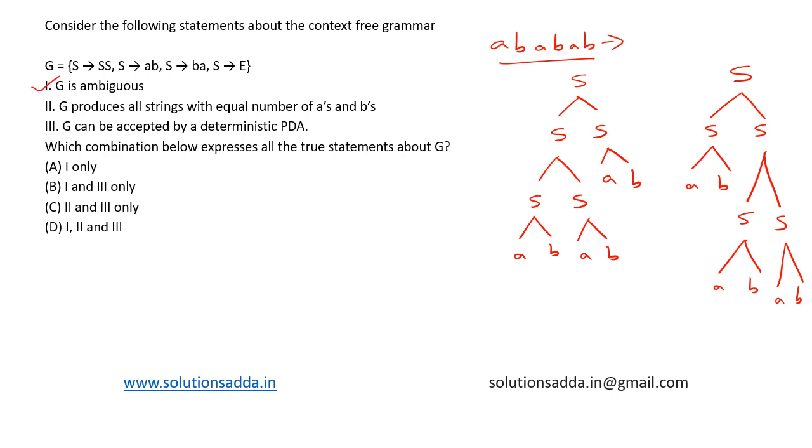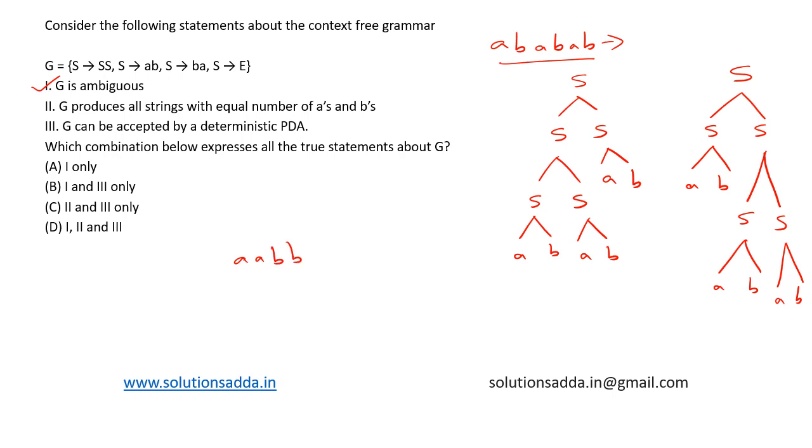Second point. G produces all strings with equal number of A's and B's. Here, the grammar is able to produce input strings of the form AB followed by BA or AB, AB. In that form, strings are getting generated. But one string that the grammar is not able to generate here is that it cannot generate AA, BB. This string cannot be generated by this given grammar.